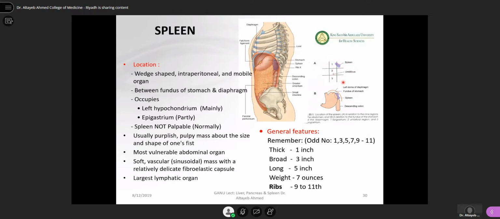It is a soft vascular mass, and this vascularity is important in hematology because it is a site of extramedullary hematopoiesis, a site of destruction of RBCs, and also a very important immune organ in response to infections and lymphoid tumors. Okay, it is the largest lymphoid organ in your body. I want you to remember these numbers: 1, 3, 5, 7, 9, and 11. It is located between the 9th and 11th rib. Its dimensions are 1 by 3 by 5 inches, and its weight is about 7 ounces, about 180 grams.